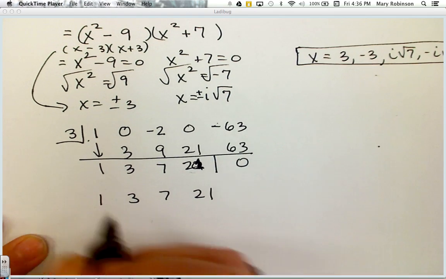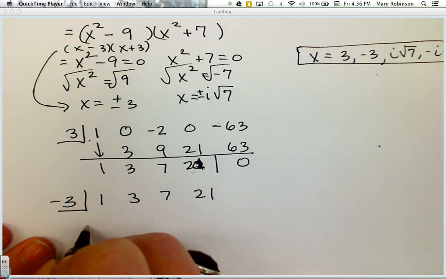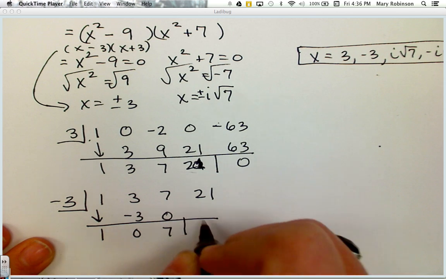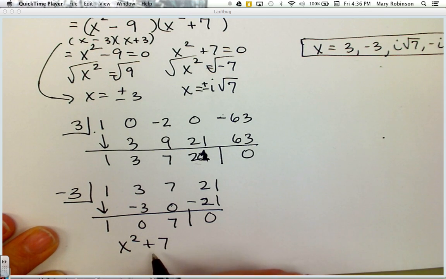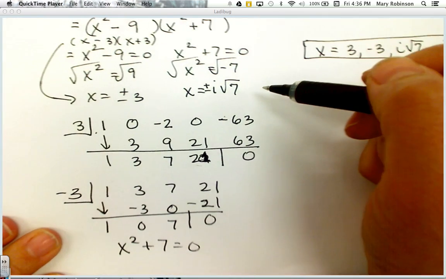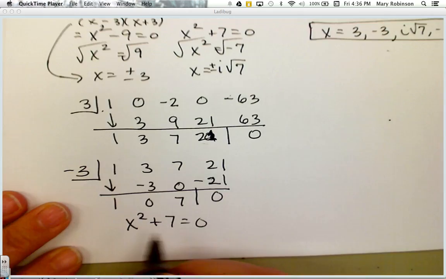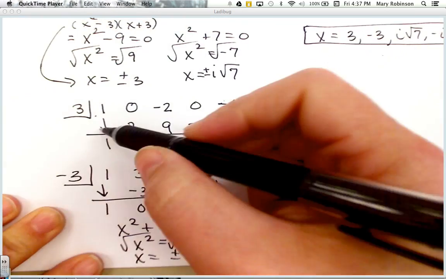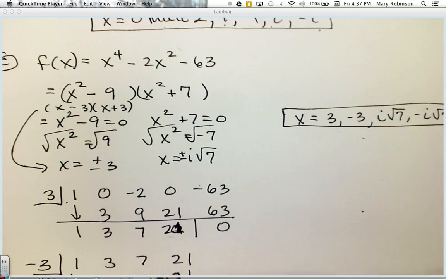I'm just going to rewrite it again so it'll be clear. But then we just take it and do division again with the negative 3. And we get x squared plus 7. So then again, we set that equal to 0 and solve it, and it would work the same way we did up here. Subtracting 7, take the square root of both sides, and getting positive and negative i square root of 7. So you can do it that way. 3, negative 3, and i square root of 7, and negative i square root of 7. Two different methods to get the same result.